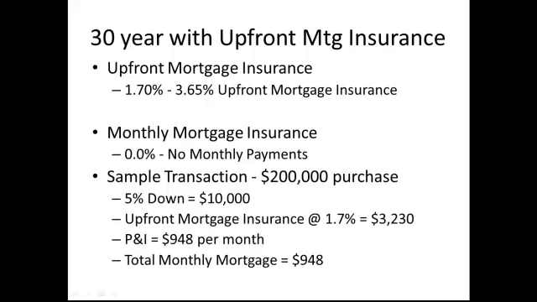Now at the closing, we also need to pay our upfront mortgage insurance of 1.7% in this example, which would be roughly $3,200. Our principal and interest payment is $948 per month. And then we're not paying anything for the monthly mortgage insurance because we've already paid it up front, so the total payment is $948.